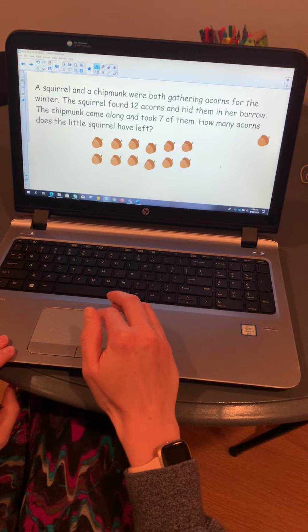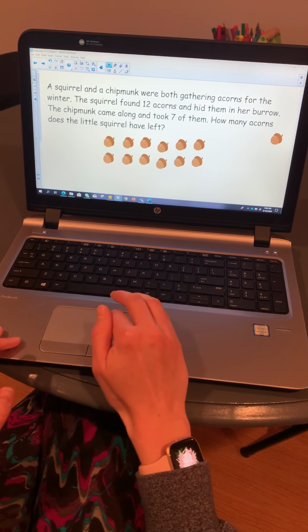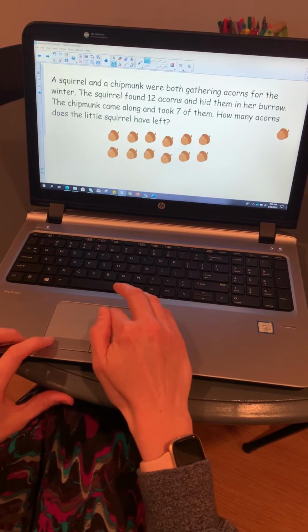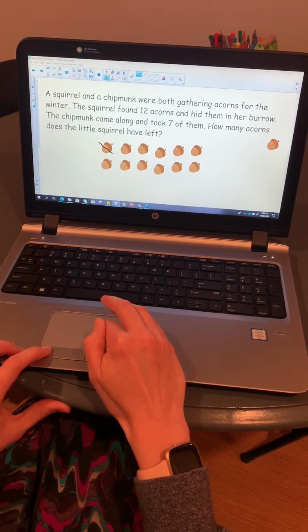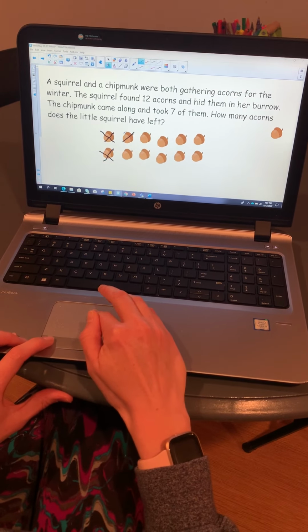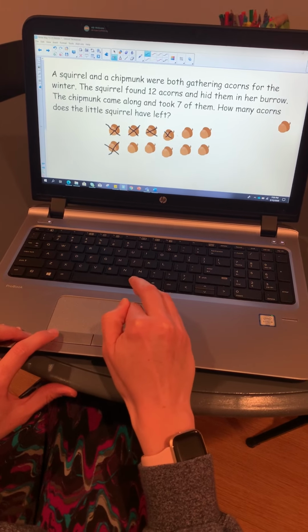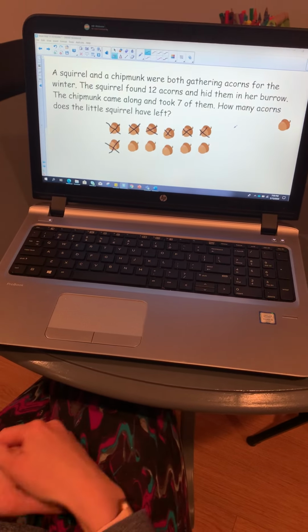The chipmunk came along and took 7 of them. And we talked about, we don't want to take the 7 off the picture because then when I look at it, I don't know what happened to them. So I'm going to cross them out. I'm going to get a marker and cross out the 7 that the chipmunk took. So I'm going to do a full row because I know that was 6 that I had put on there, and then the 1 extra on the second row. So 7 acorns that the chipmunk took.